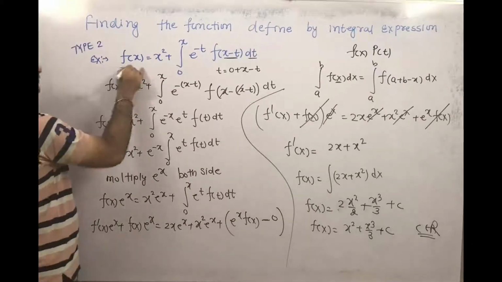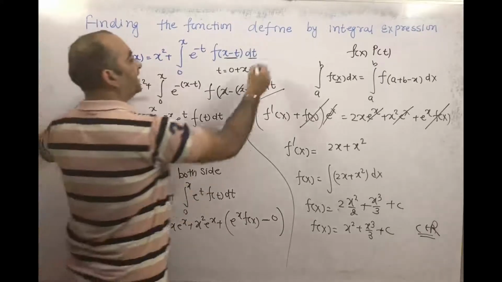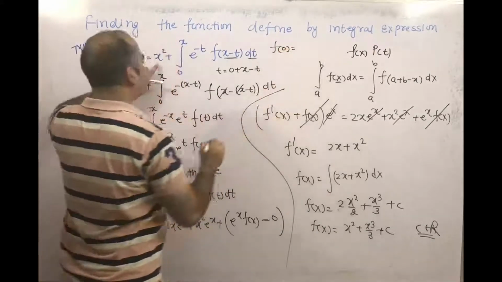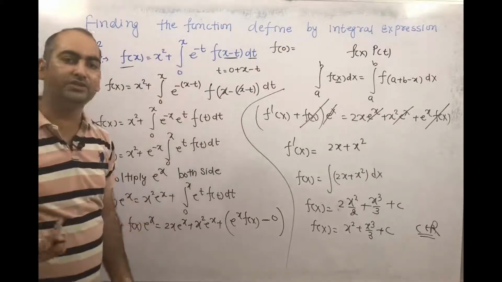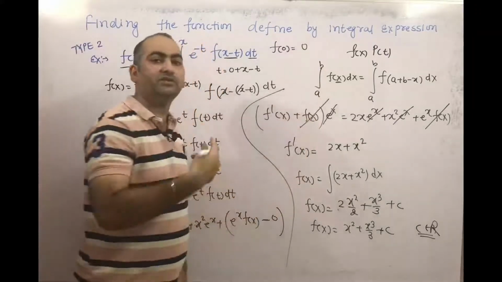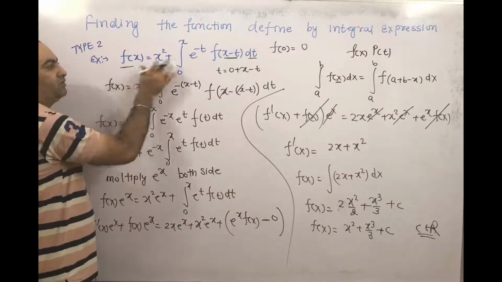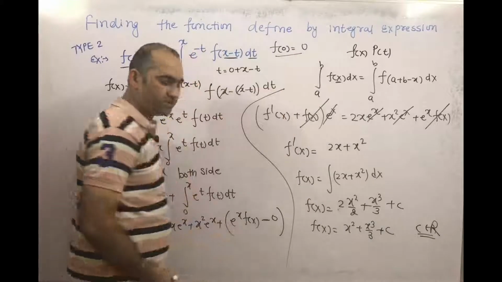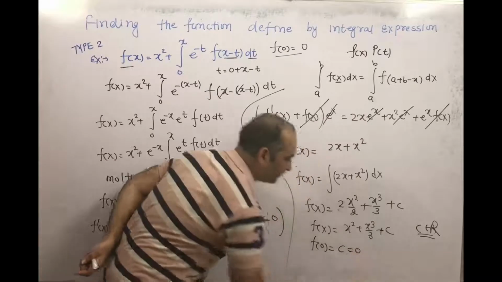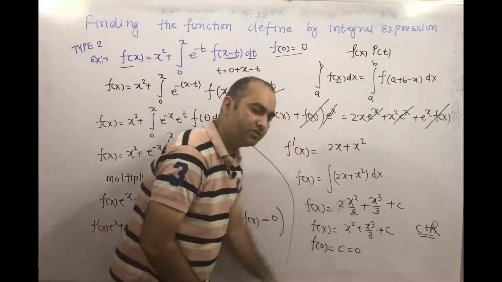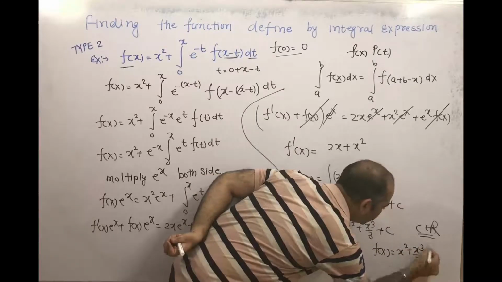For finding the c value, see this one: instead of x we put 0. So what is f of 0? This is 0 plus integration 0 to 0. Integration 0 to 0 is 0, because we know integration a to a is 0. So at x equal to 0, f of 0 equals 0. Here f of 0 equals c, and the c value is 0. So the c value we got is 0. So f of x is x square plus x cube by 3, this is your function.